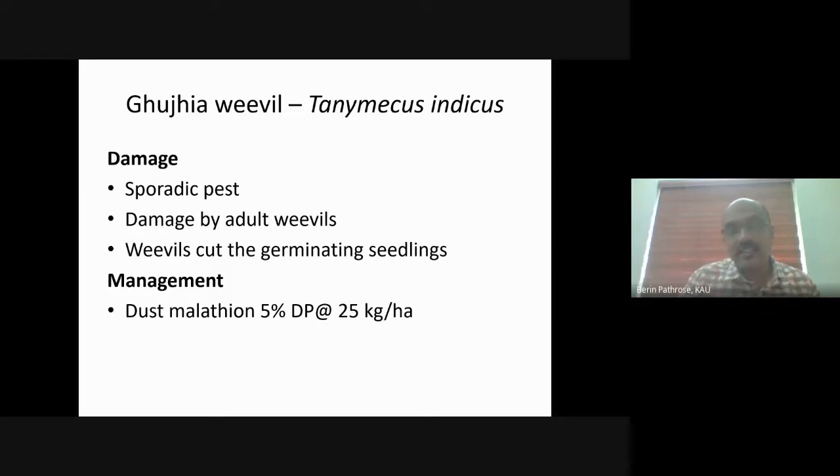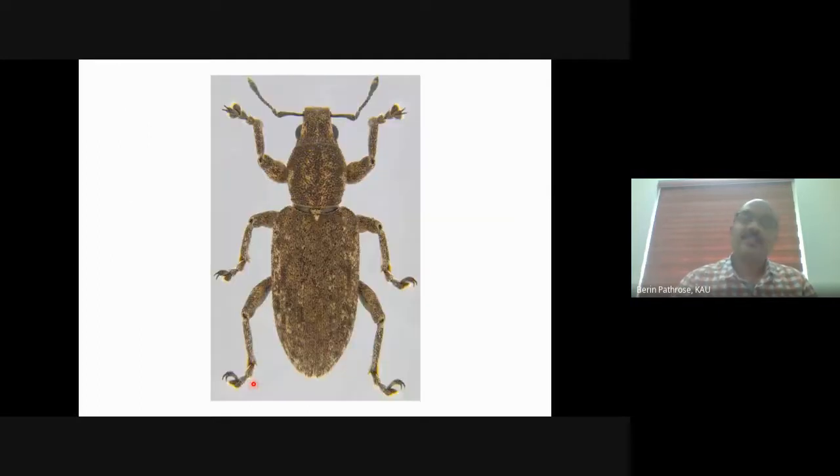Adults will cut the germinating seedlings. It's a sporadic pest. Sometimes only it comes, and we can manage it by treating with malathion. Just remember, it is the adult that is damaging. It's a pest that cuts the seedlings. These things only you have to remember. This is the picture of Gugia weevil.